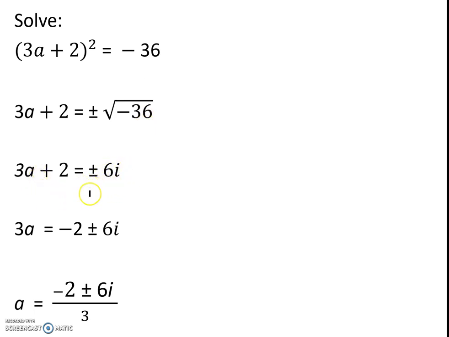Taking the 2 over to the other side by subtracting 2 from both sides of our equation, we're left with 3a equaling a negative 2 plus or minus 6i. We don't want 3a, we want to isolate that variable, so we divide both sides of the equation by 3, and we find that a equals a negative 2 plus or minus 6i, all divided by 3.